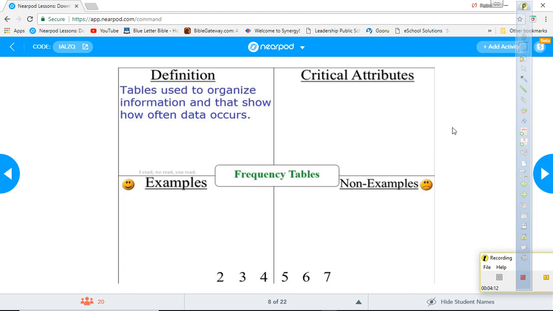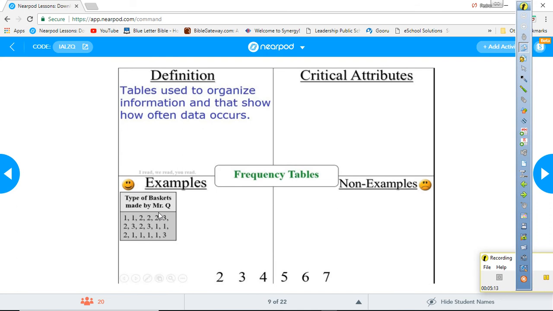Bye. All right, so once again, frequency tables. Tables used to organize information that show how often data occurs. Now watch. I'm going to move your screen, and I'm going to give you some data here in the example box. But that is not a frequency table. I'm going to write it here in the example box, but that is not a frequency table. We're going to use that data to make a frequency table. So look, here it goes.